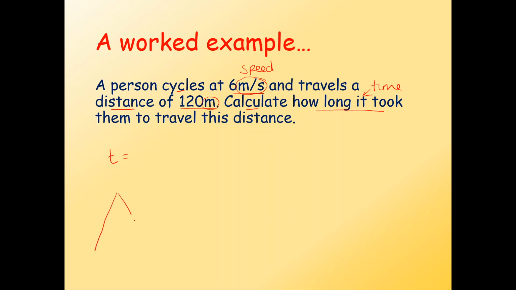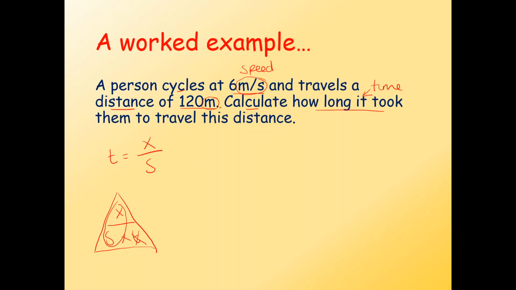So what we could do is get our formula triangle we had just a moment ago. Speed equals distance divided by time. If we want to work out time, we'll cover that up, and then we have this left. So that means time is distance divided by speed.